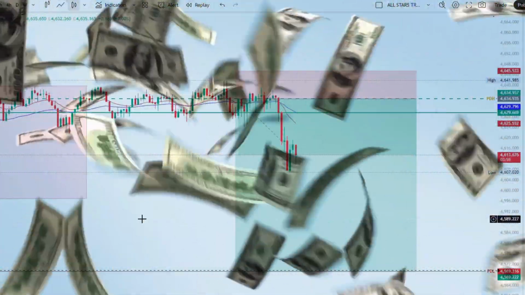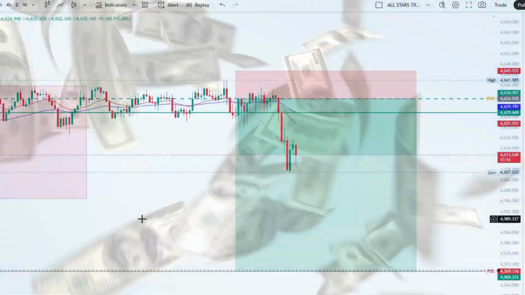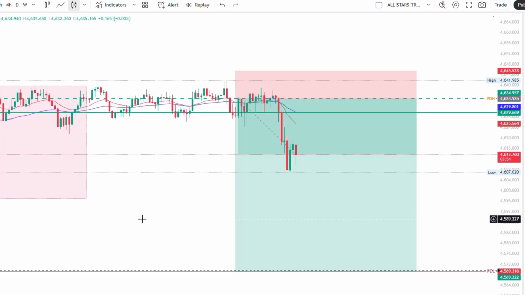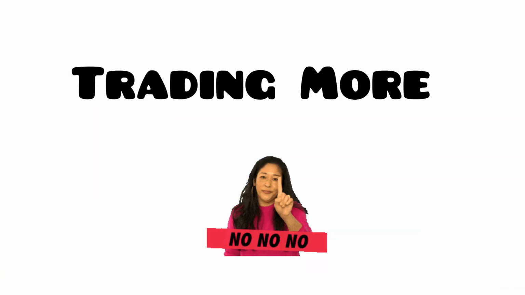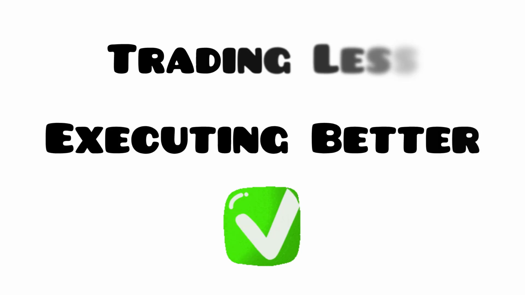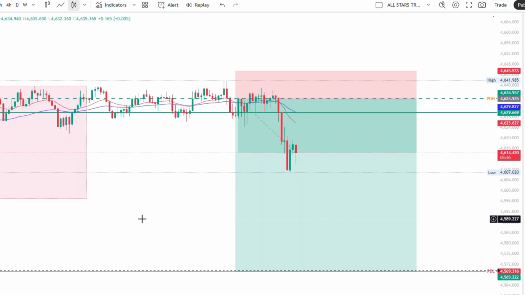The goal here is financial freedom, right? So I want you to understand that it's not about trading more, it's about trading less and executing better.